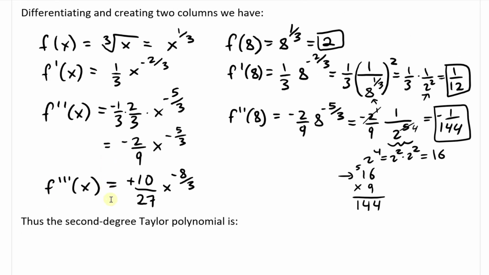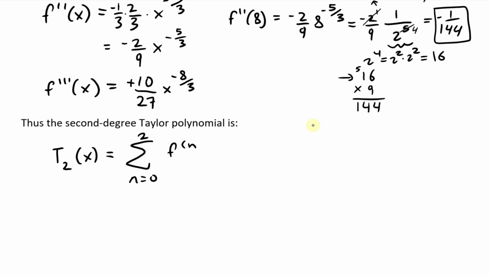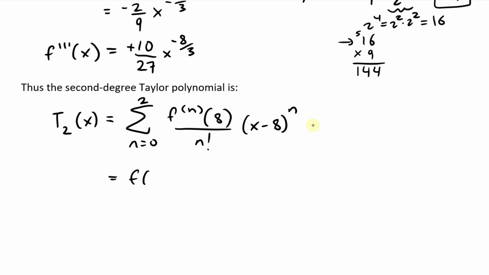Alright, so the second degree Taylor polynomial is what we need to approximate this. T2 of x is going to equal the summation from n equals 0 up to 2 instead of infinity, because it's a Taylor polynomial, not the full series. This is f^(n) of 8, which is our a, divided by n factorial, times x minus 8 to the power of n. The first one, at n equals 0, we just get f of 8, because 0 factorial and the power of 0 are just 1.